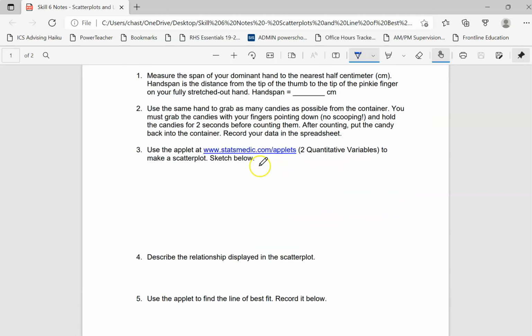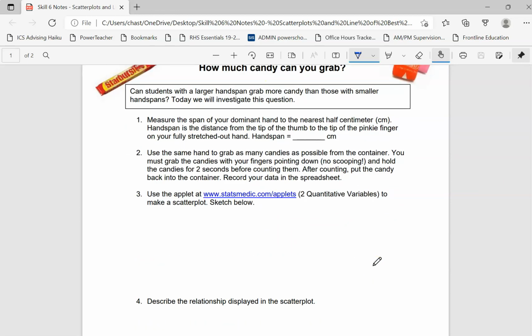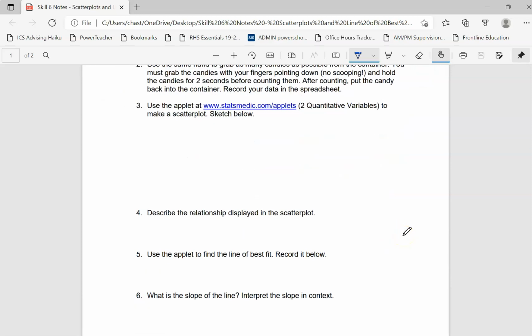Now, since I don't have an actual class of students when I'm making this video, I cannot collect data from the class. So what I'm going to do is create a general sketch of data. The first thing we need to know when we're making a scatter plot is that we're going to be relating the hand span, how far it is from the base of our hand to the tip of our middle finger. Actually, in this case we're going to do the distance from the tip of the thumb to the tip of the pinky finger.